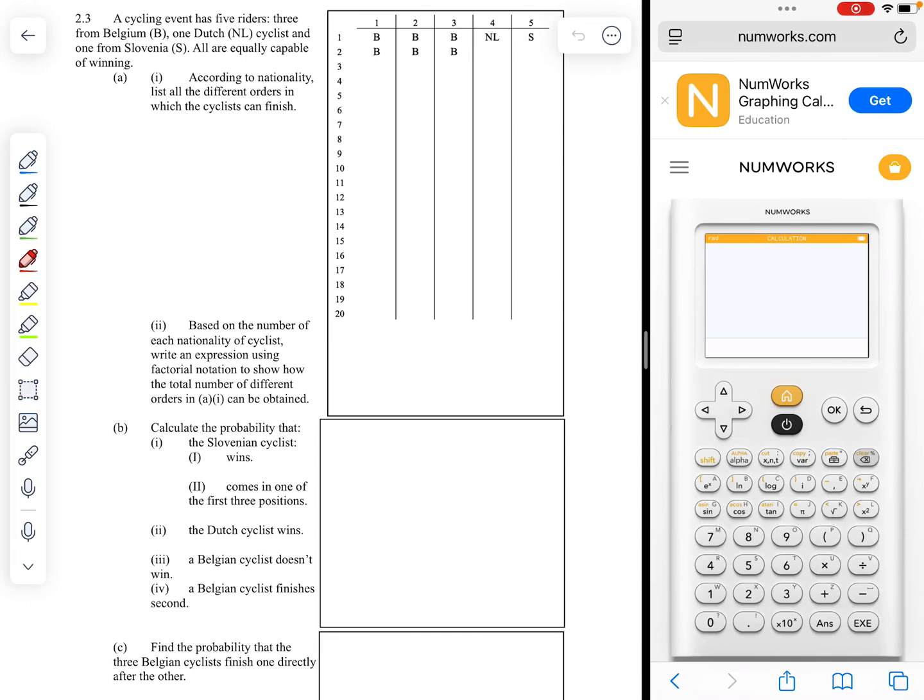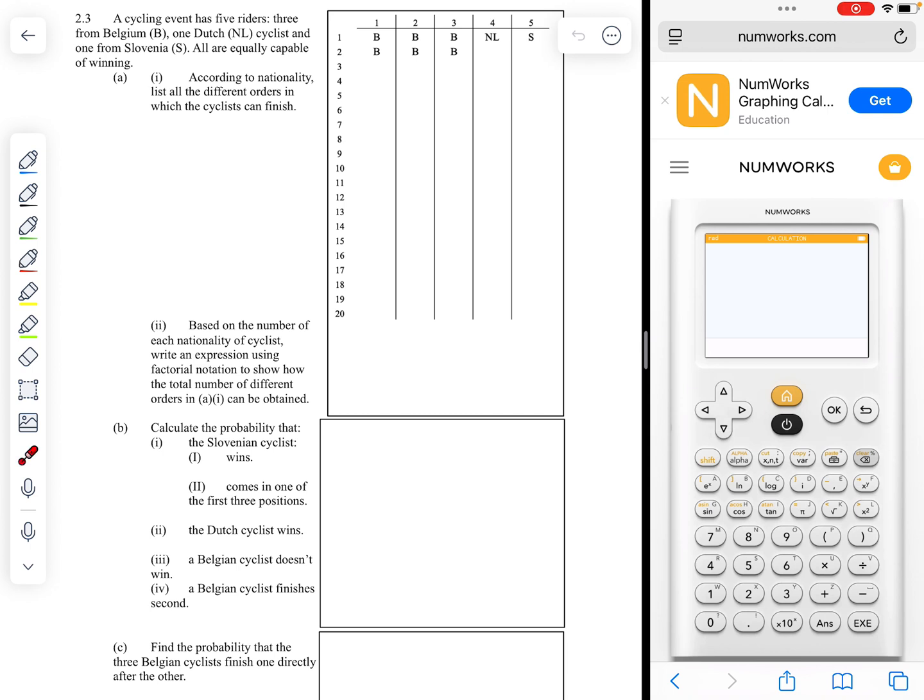Question 2.3. A cycling event has 5 riders, 3 from Belgium, 1 from the Netherlands and 1 from Slovenia. All are equally capable of winning. Now, one way of dealing with the questions that come up from such a scenario is just by listing everything out. So here we're going to do that, trying to be as systematic as possible.